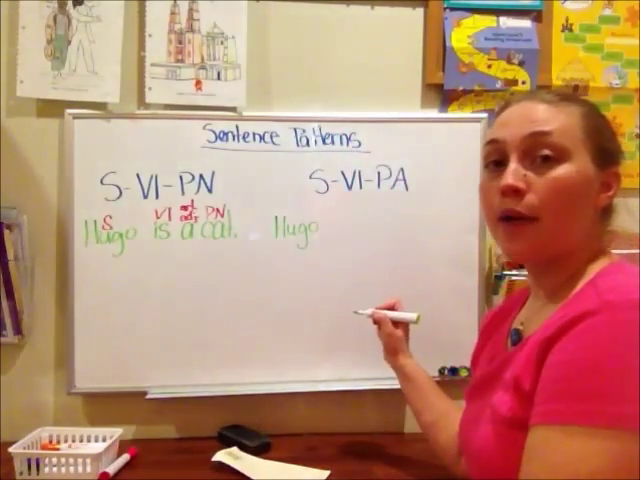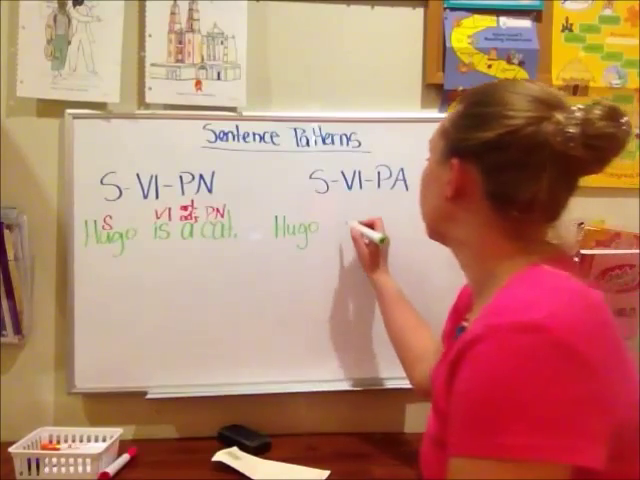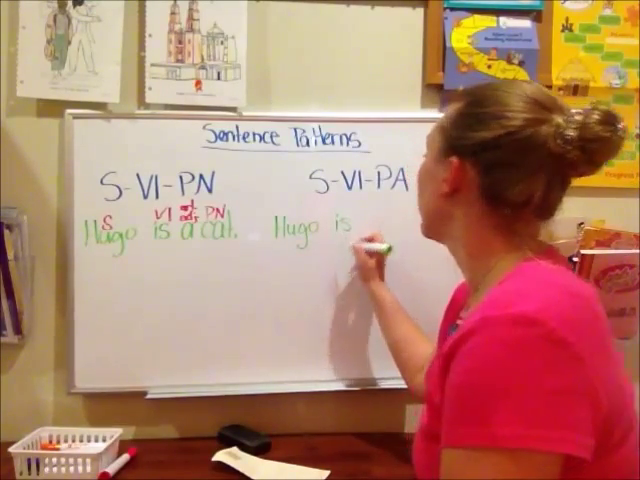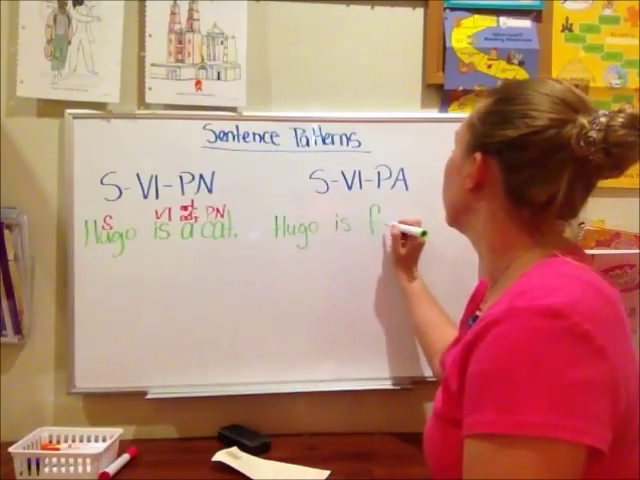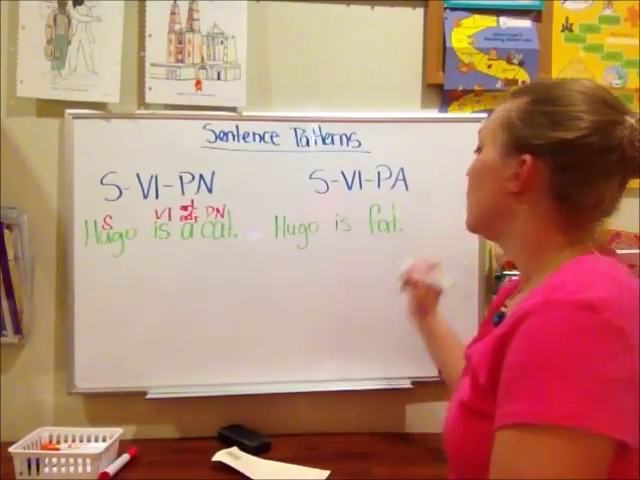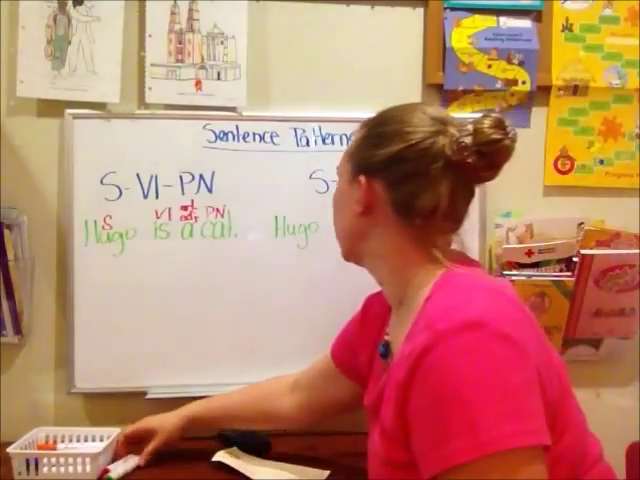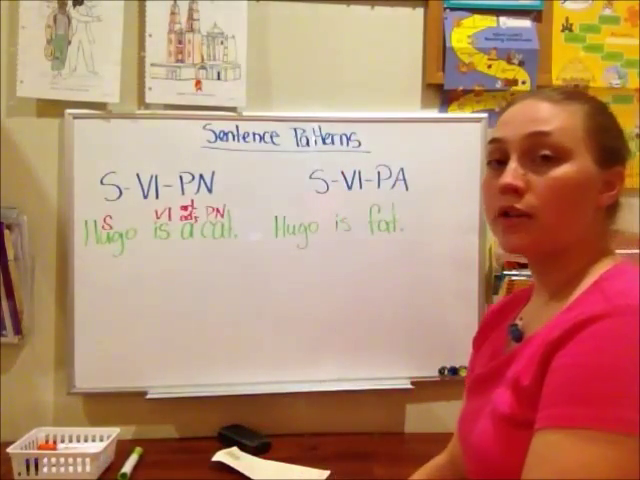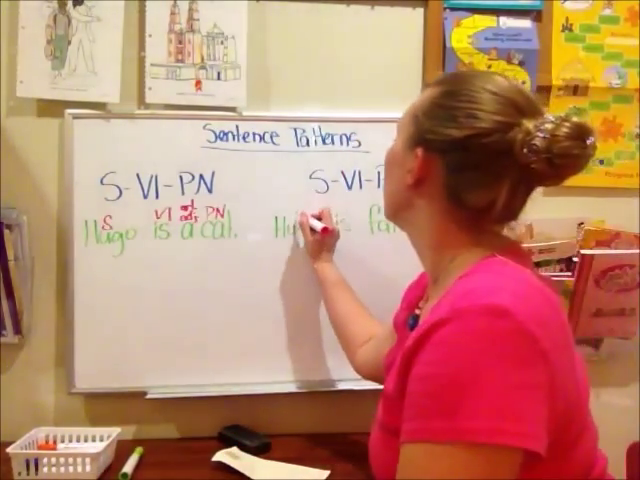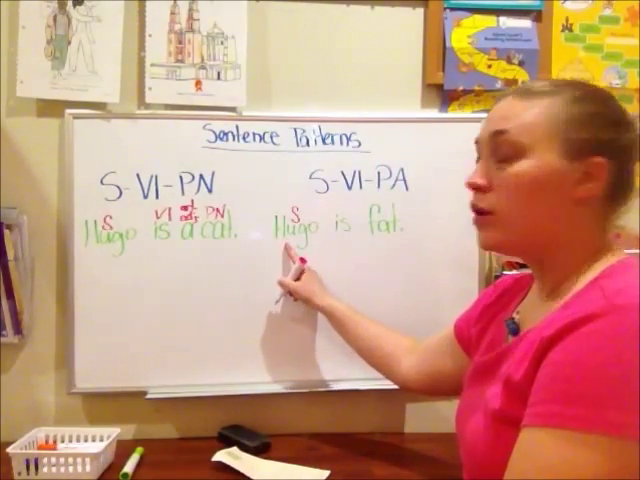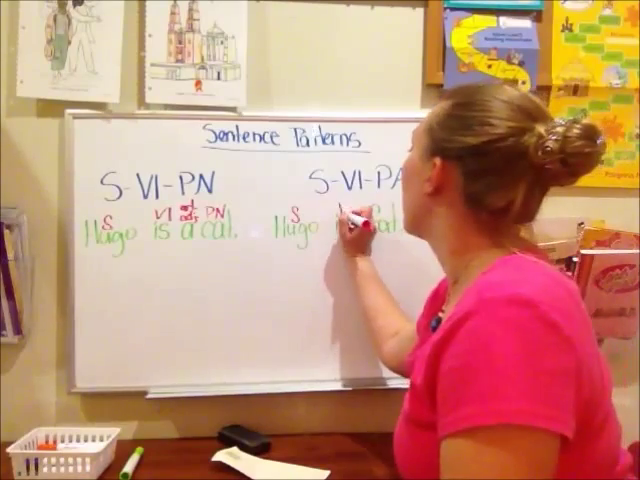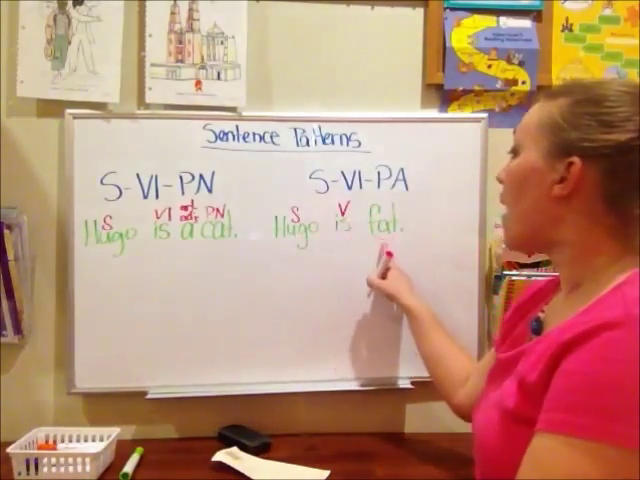Okay, what is being said about Hugo? Hugo is. Hugo is what? Hugo is fat. When we go to parse this sentence, who or what is our sentence about? Hugo. Hugo is our subject. What is being said about Hugo? Hugo is. Mark verb. Hugo is what?